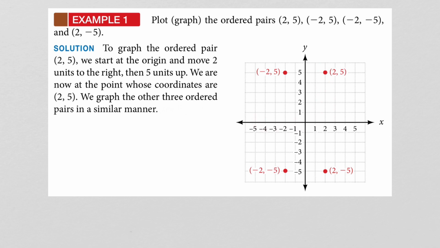In the second quadrant, the x-coordinate is negative and the y-coordinate is positive, and so the point -2, +5 would be here in the second quadrant. -2, -5 is where both coordinates are negative, and that occurs in the third quadrant. X equals -2 is here, y equals -5 is here, and here is the point. And finally, 2, -5 is in the fourth quadrant.